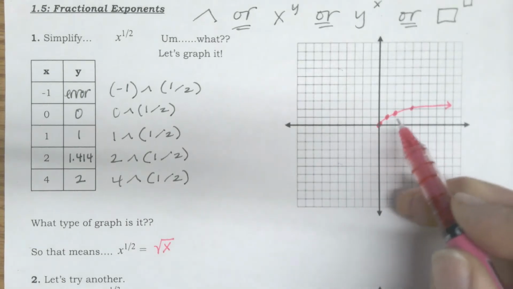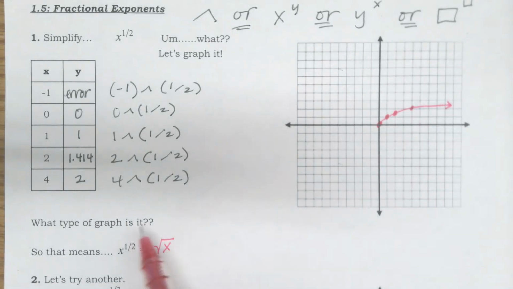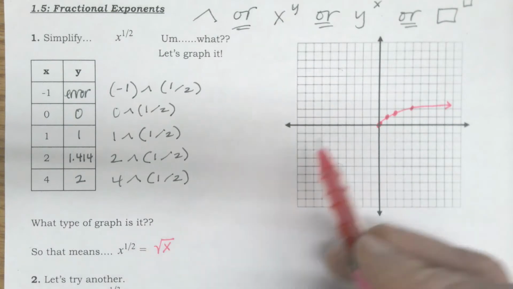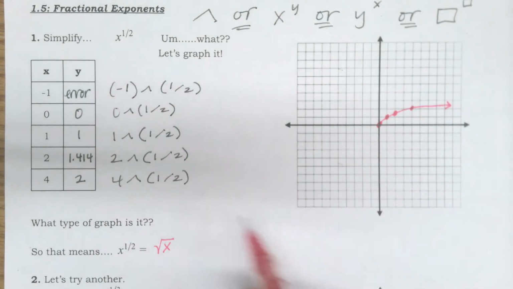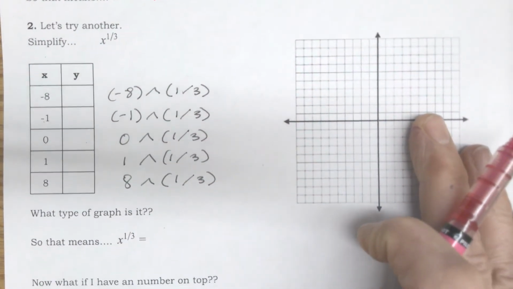So the square root function, I should say, I called it squared. So what type of graph is it? That's a square root graph. X to the 1/2 is the same as the square root of x. We're going to do that with x to the 1/3 as well.